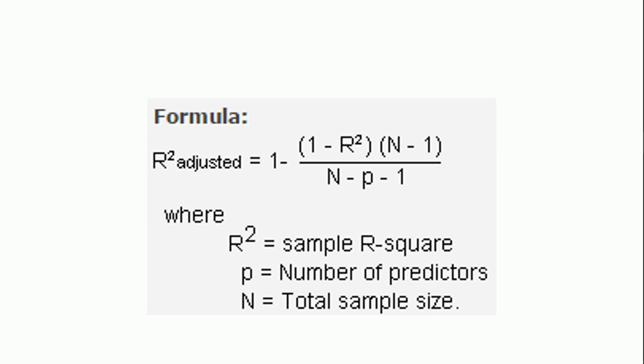The formula of adjusted R square is 1 minus, as you are seeing on the screen, where R square is the sample R square, P is the number of predictors, that is, the number of independent variables, and N is the total sample size, that is, the total number of tuples in our data set. This is the formula.